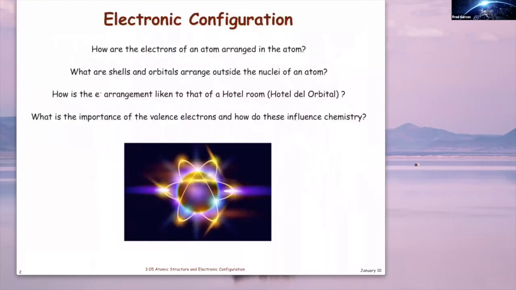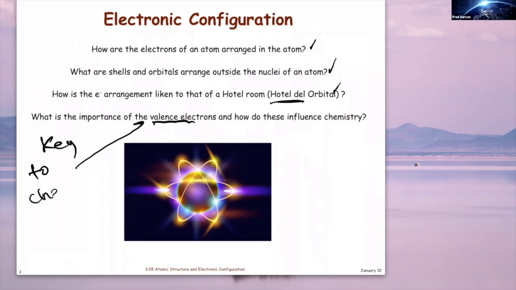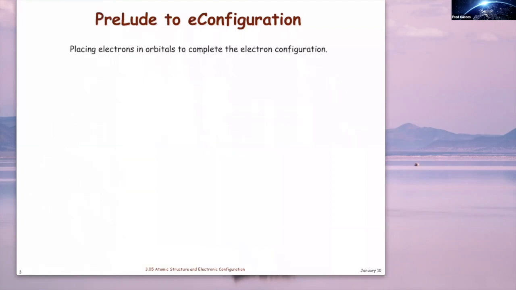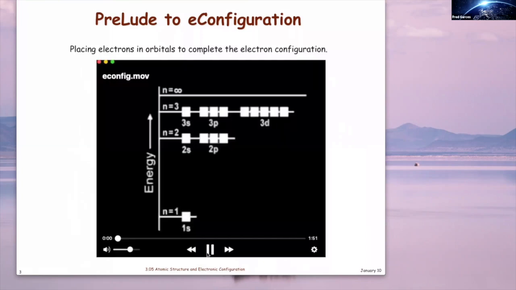So this just tells you how the electrons of an atom are arranged, what the shells are, how they liken to a hotel, their orbitals. I'm going to give you an analogy there. What is the importance of the valence electron? This right here is the key to chemical reactions and molecular structure. The valence electrons. So, a prelude to the electron configuration. Let's take a look at this right here.